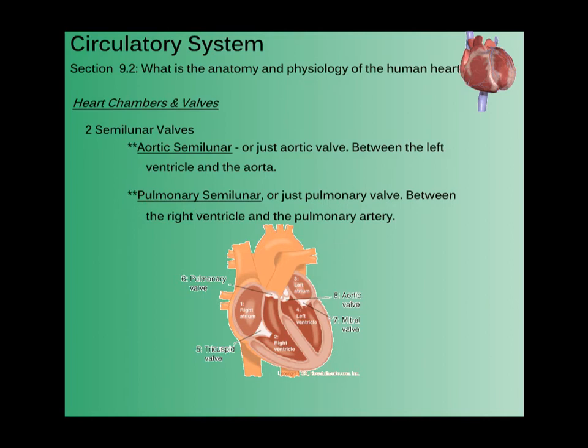The pulmonary semilunar valve is located right here. Okay, and that's going to let blood into these pulmonary arteries, which again are going to take blood to the left lung and blood to the right lung. So that's going to be coming out of the right ventricle, and it's going to go right out through here into the artery. So that is the pulmonary valve.